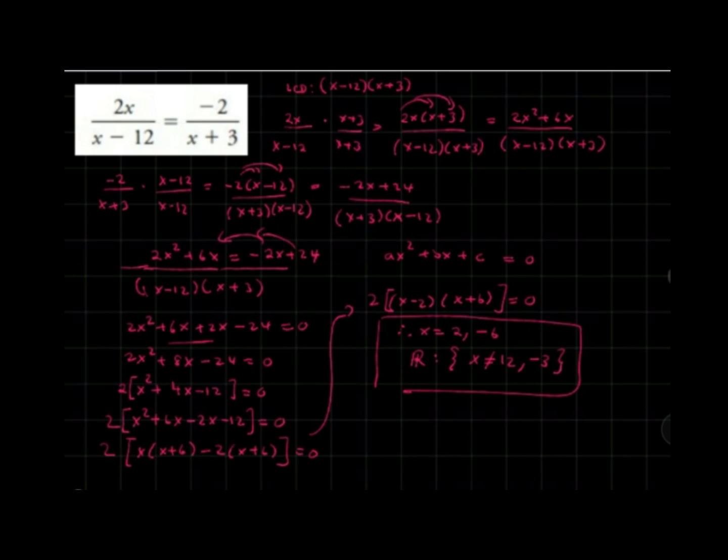And that's how you can solve these rational equations just by basic algebra: expanding, factoring, finding a common denominator, and then solving.